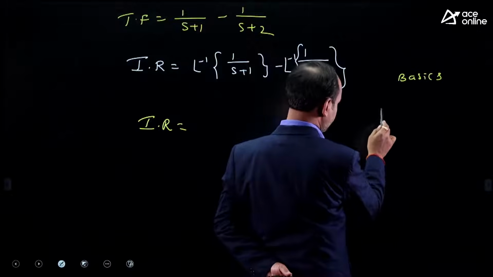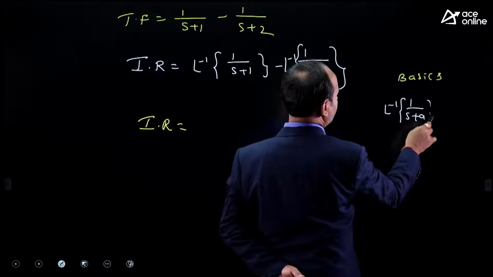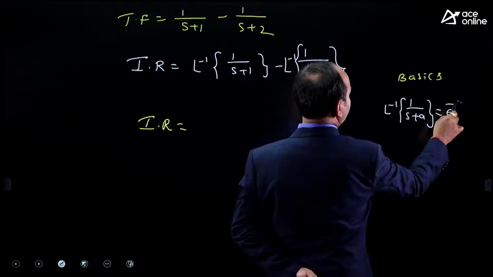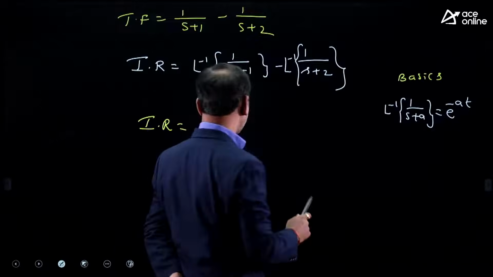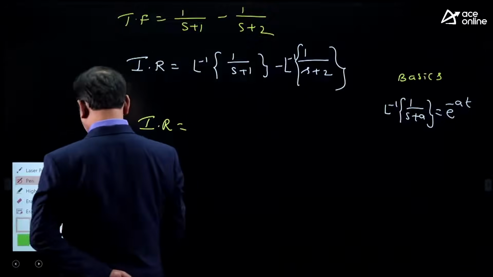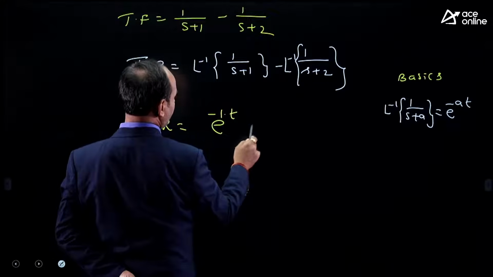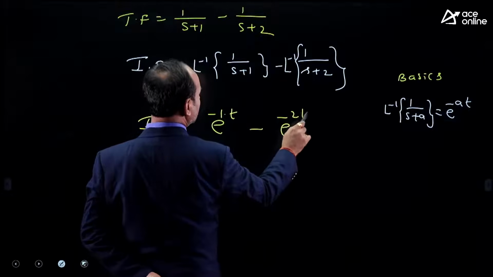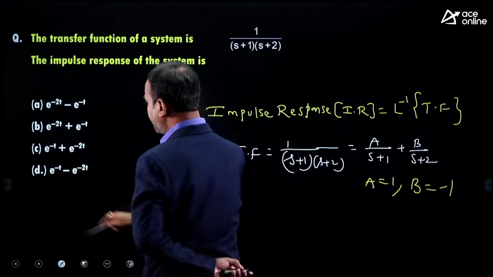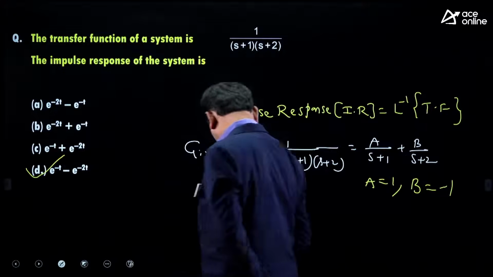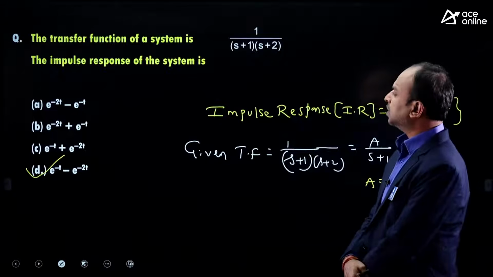L inverse of 1 upon s plus a equals e to the power of minus at. Here plus means you will get minus. Now s plus 1 is there, so s plus 1 means e power minus 1t, minus e power minus 2t. So obviously what is the best suitable answer here? Obviously option D is the right answer, dear. Option D is the right answer. Come on, you have to give the response here.